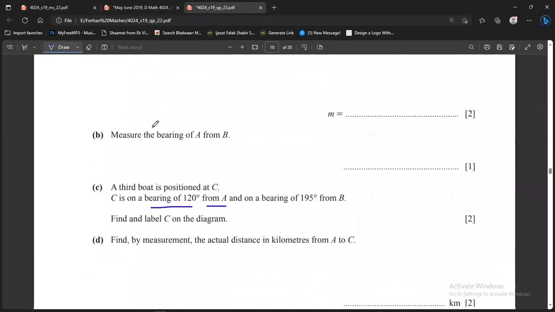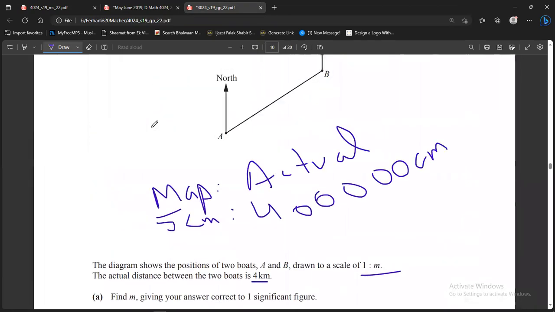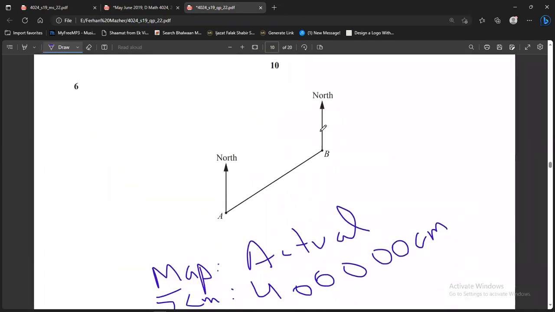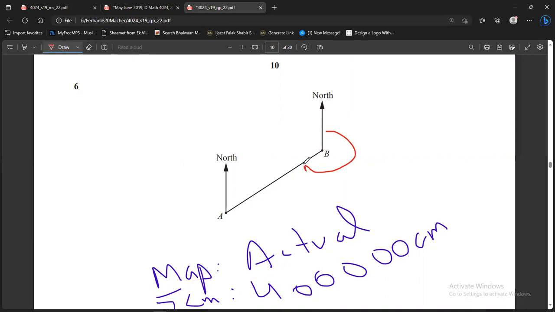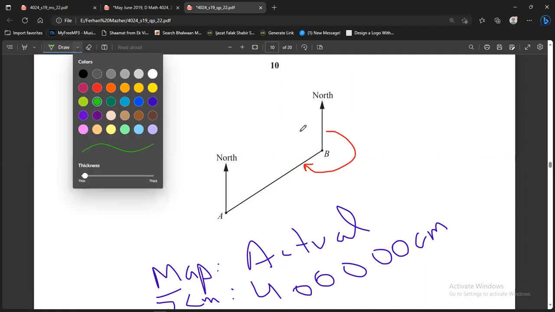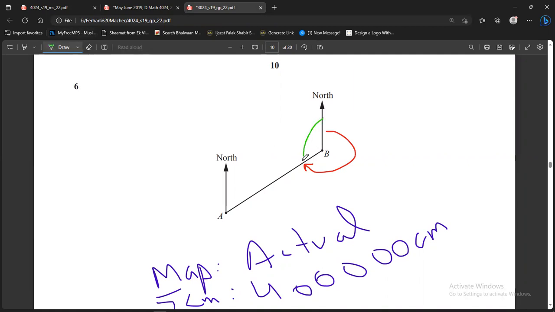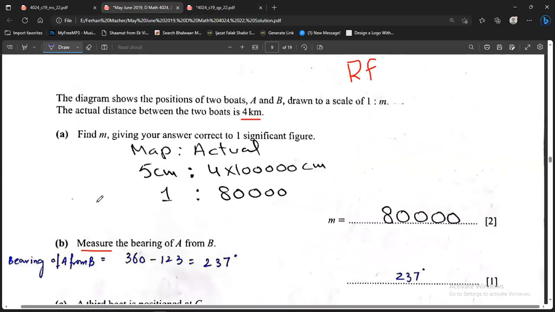Then they say measure the bearing of the A from B. The method is very simple. Let me show you. The bearing of the A from the B is this angle. You cannot directly measure it. So the good thing you will do, you will measure this angle, and then suppose this angle is alpha, subtract it from 360. So that will be the bearing of the A from the B.